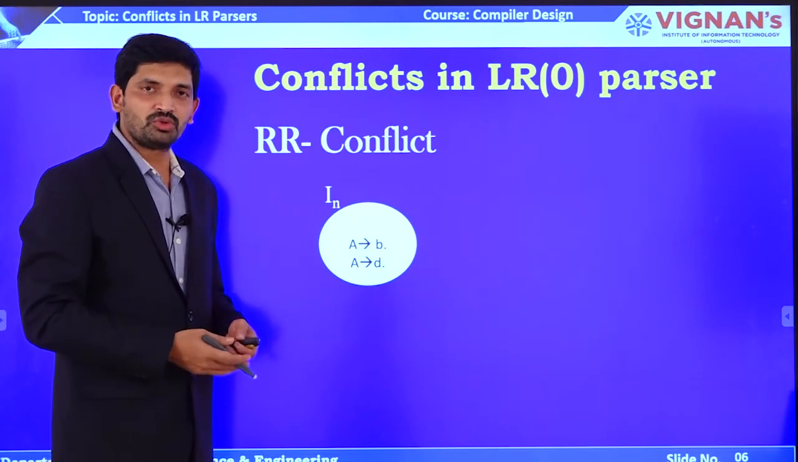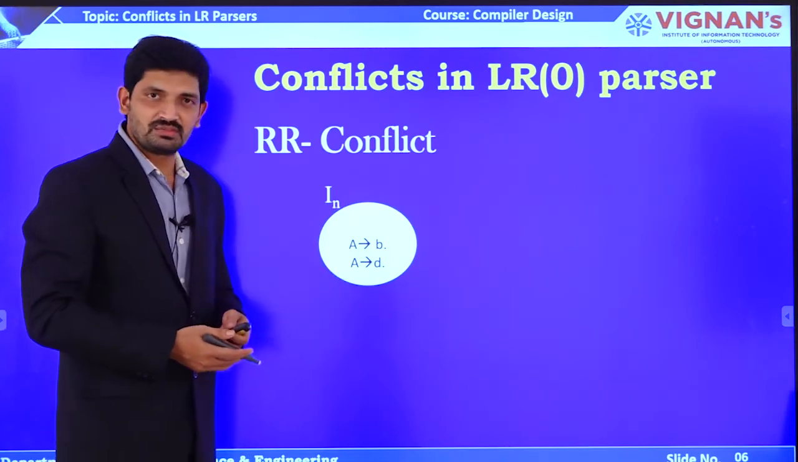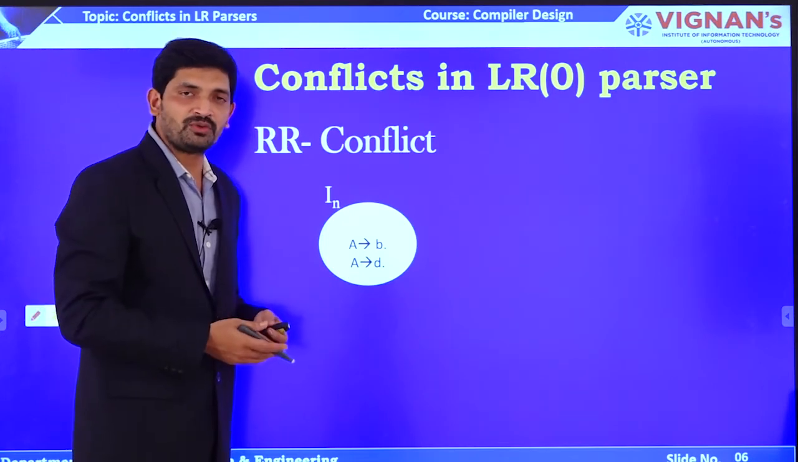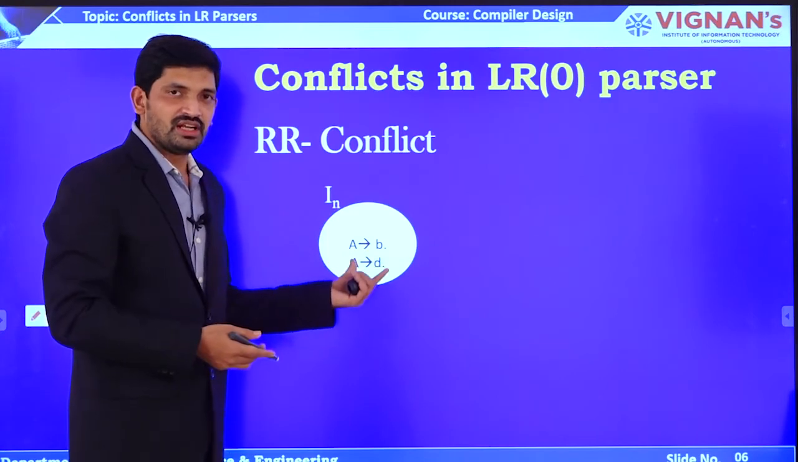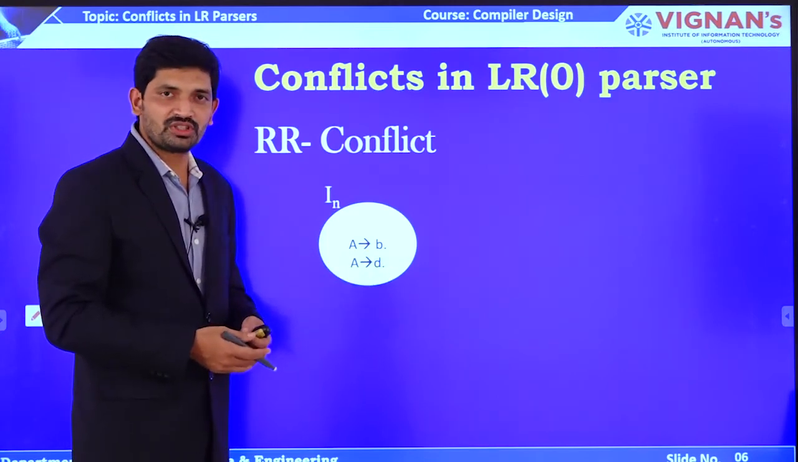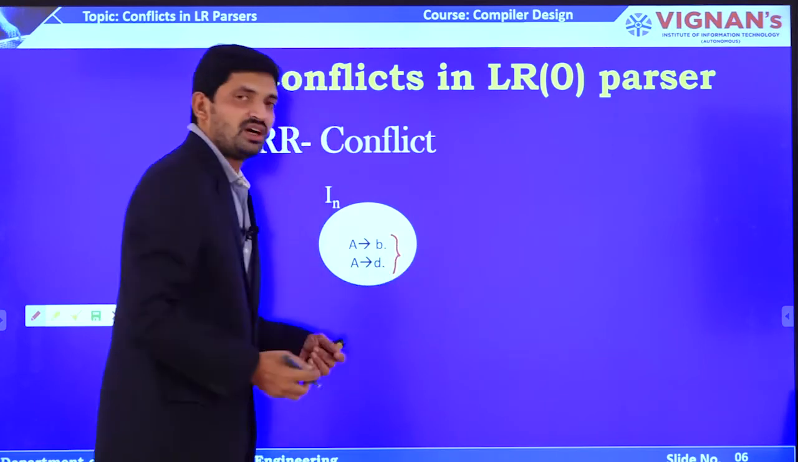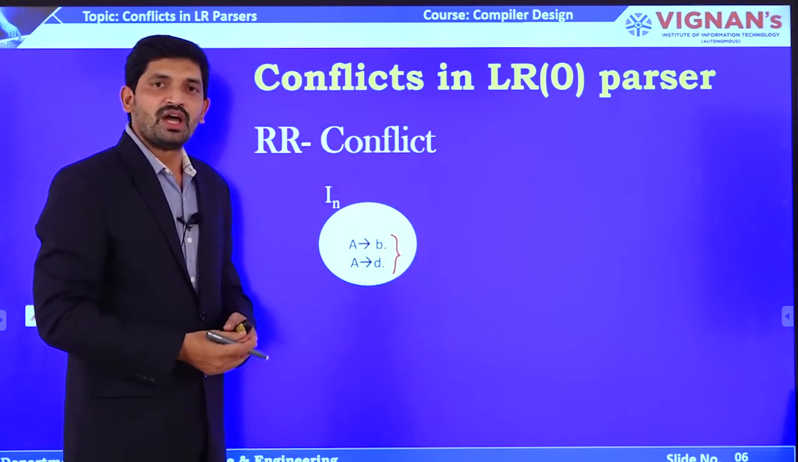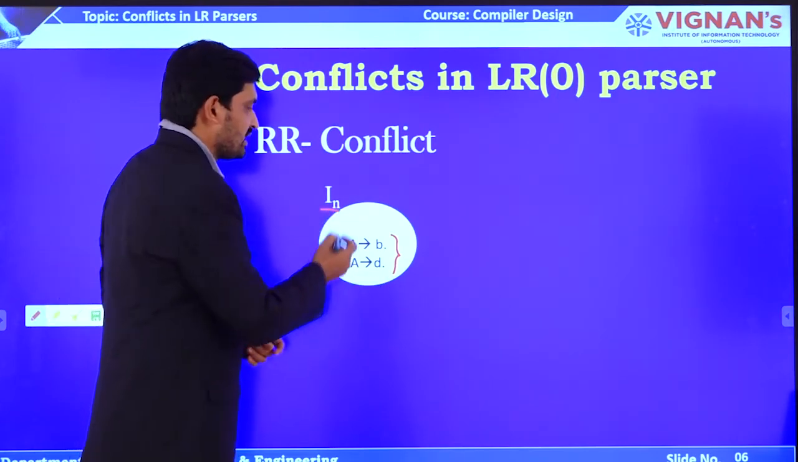Now come to the RR conflict in LR0 parsers. Let us say this is my state. So, I have to perform the go to and closure operations here. In this particular state, there are two productions, and both are final items. So, I have to perform the reduction operations in this particular state IN.